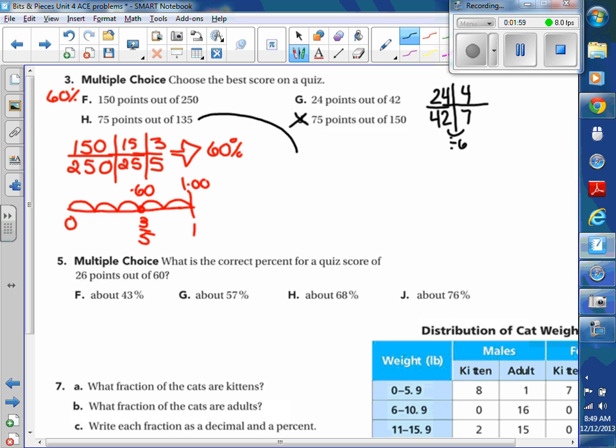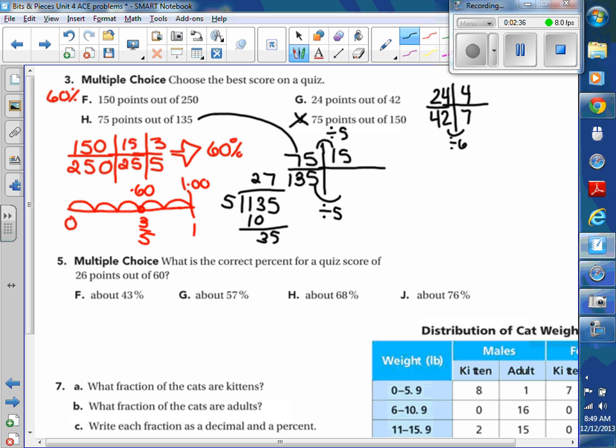Let's try 75 out of 135. So what goes into those, Jamal? 5. I would go with 5, right? 5 times 15 is 75. Here you might have to do a little long division unless you're super amazing with your math facts in 6th grade. 5 goes into 13 how many times? Twice, right? Yeah, 35, so 27. What goes into 15 and 27?